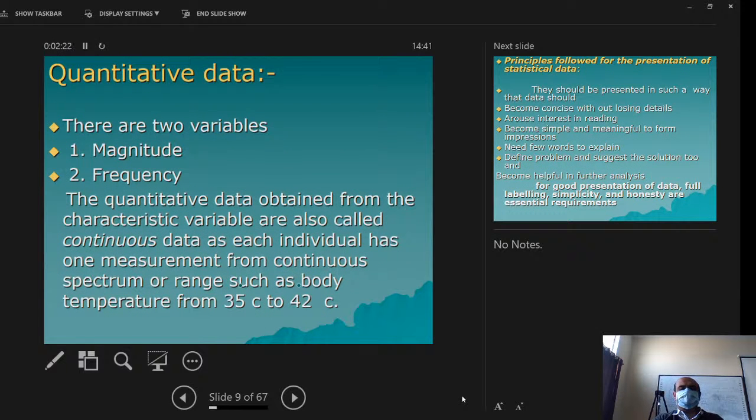The quantitative data has two variables, magnitude and frequency. The quantitative data obtained from the characteristic variable are also called continuous data, as each individual has one measurement of a continuous spectrum or range, such as body temperature from 35 degrees to 42 degrees centigrade.